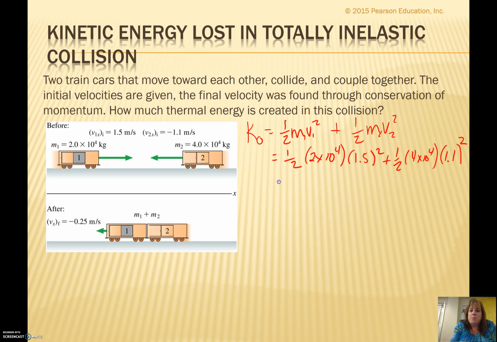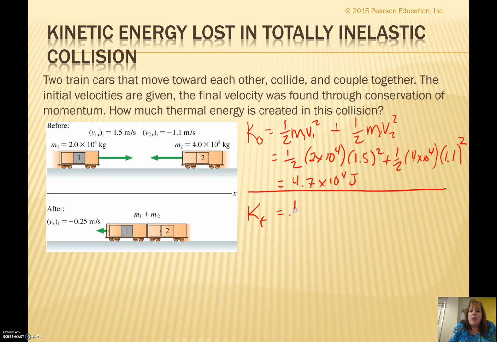Well, if you plug that into your calculator and you solve, you'll find that you're going to get 4.7 times 10 to the 4th joules. It's a big number, right? They're big masses, very massive. Our final kinetic energy is our kinetic energy of the cars coupled together.